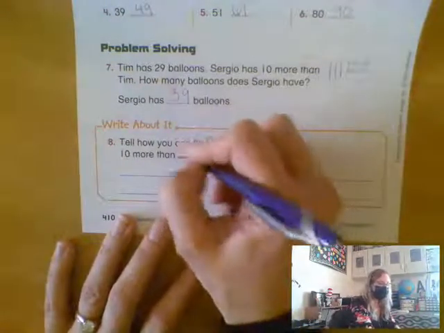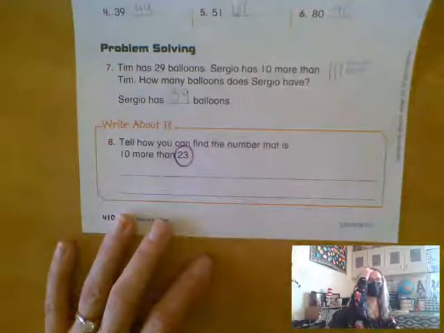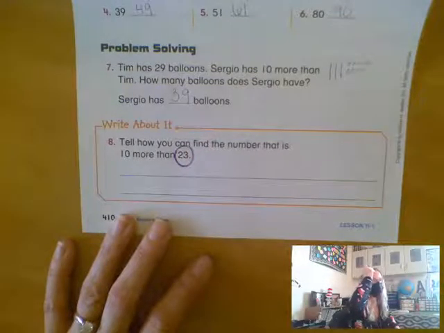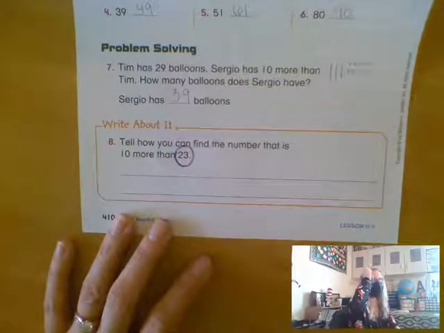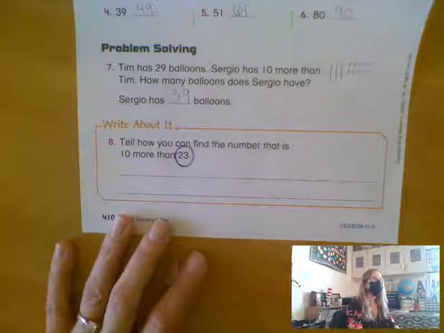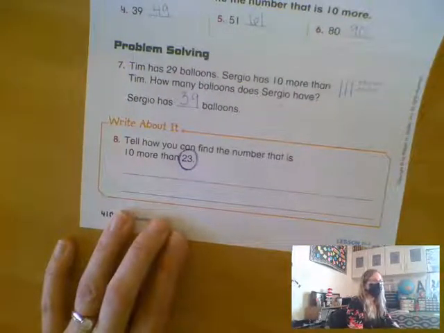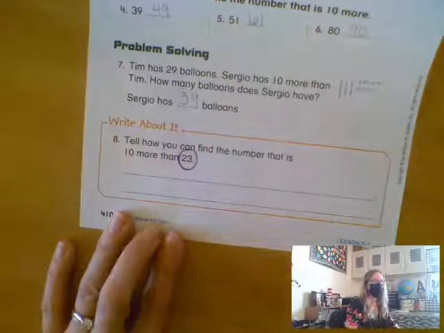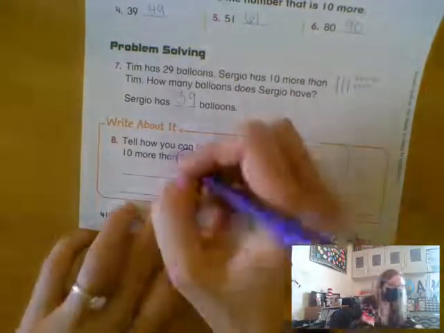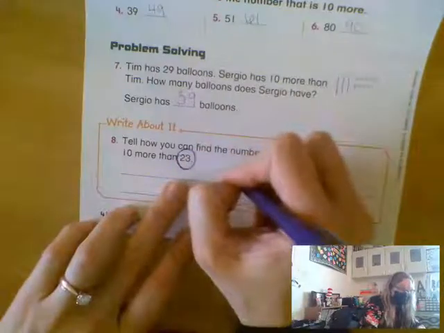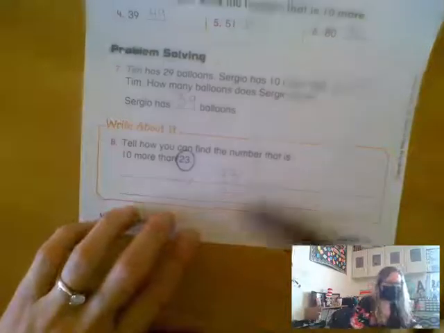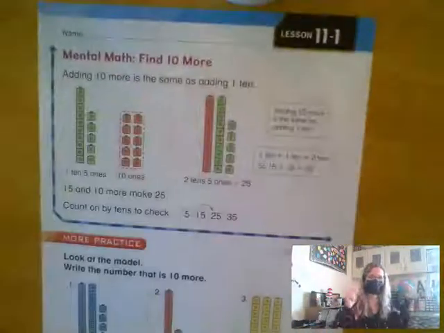Somebody tell me, how can you find a number that's 10 more than 23? What do you do? In your mind, what goes on in your head? If you want 10 more than 23, what do you do? Drew? You count up what? 10. You count up the 10. So from 23, you go to 33. Good job.